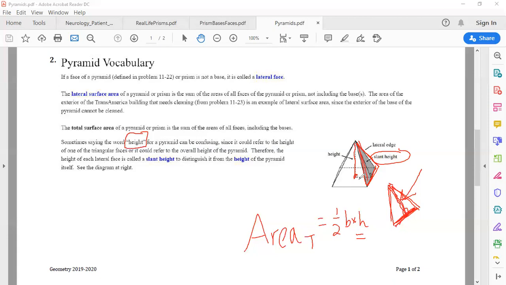I'm going to pause for a second. If you need to take a picture of that or jot down a note, you can pause our video. I'm going to clear it and move on.